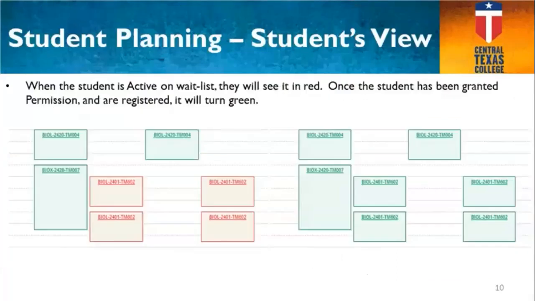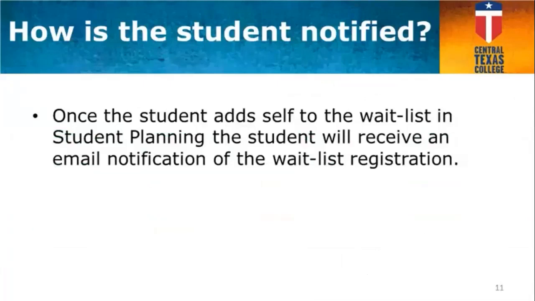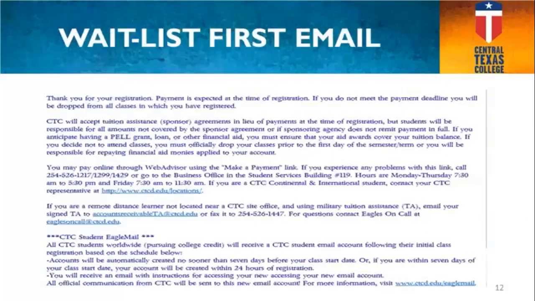Next one. When they add the class to the wait list, it will populate on their student planning. It will highlight the boxes that they've added in red. How is the student notified? The student will receive an email saying that they've been added to the wait list. It actually looks like they've registered for the course. The first email.